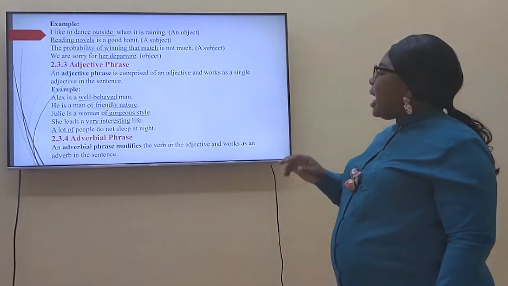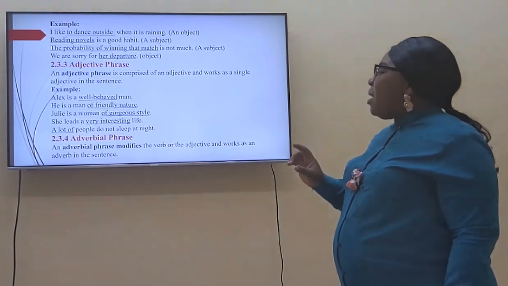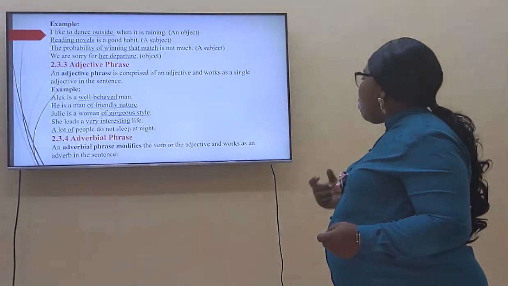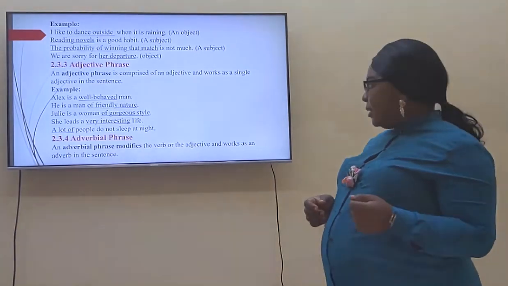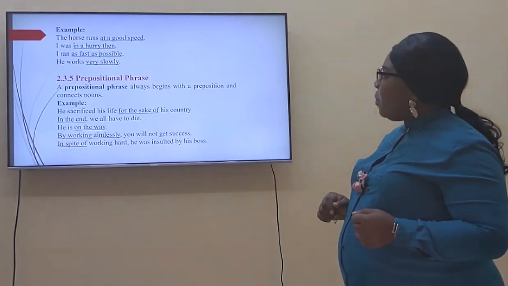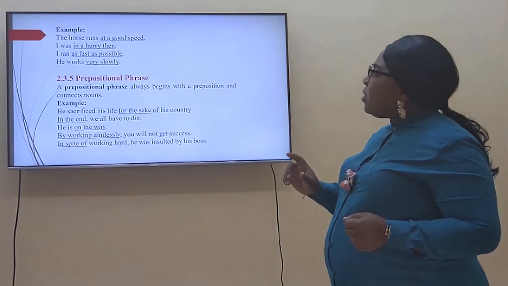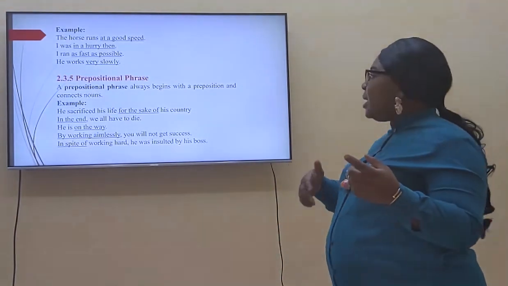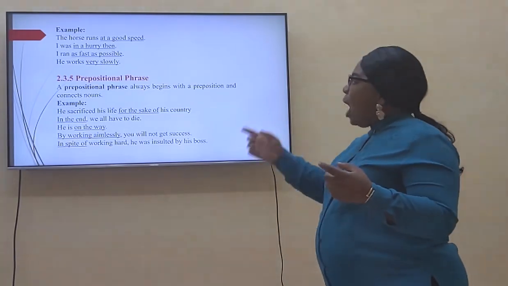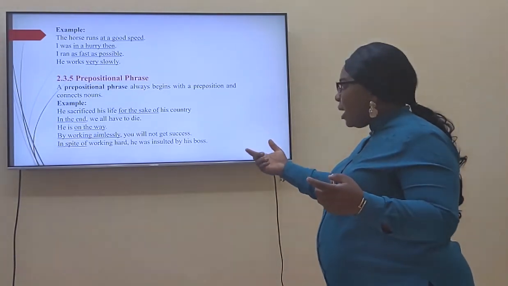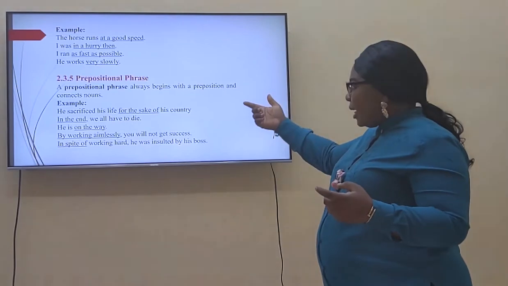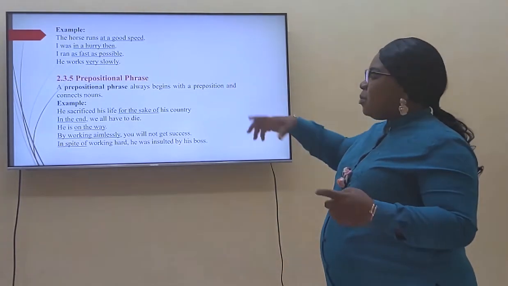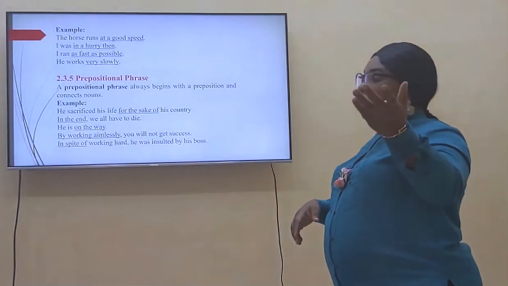The next one is the adverbial phrase. An adverbial phrase modifies the verb or the adjective and works as an adverb in a sentence. Let's look at some examples. The horse runs at a good speed. The horse runs at what speed? A good speed, right? I was in a hurry then. I ran as fast as possible. As fast as possible, describing how you were able to run.